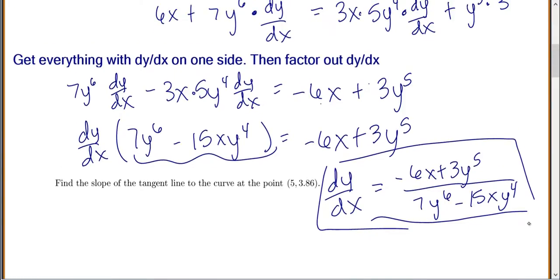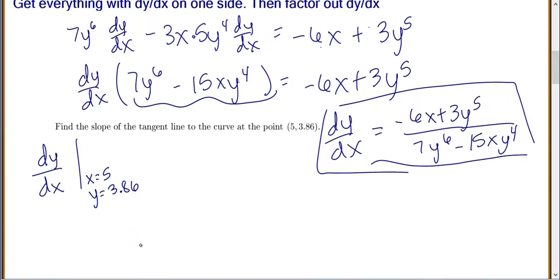Now, our equation could have represented a curve or some kind of graph, and so we might want to know what the slope of the tangent line is. Slope of a tangent line just means find dy dx. So we found dy dx, and now we want to plug in our points. But notice there's an x and y, so you actually need to plug in both x and y. So we're going to plug in x equals 5, and y equals 3.86.